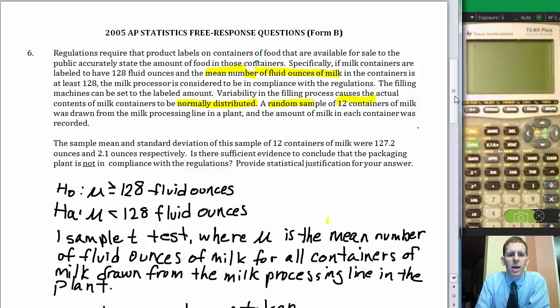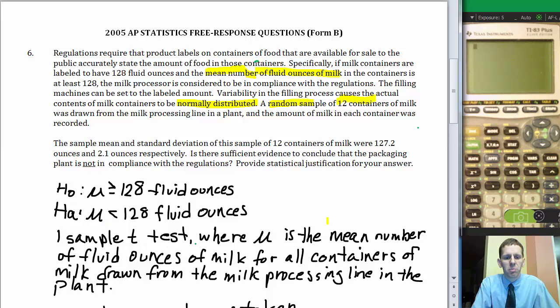So for this first problem, we're going to use a null hypothesis of mu is greater than or equal to 128. And we're going to use an alternative hypothesis of mu is less than 128. The question says, is there evidence to conclude the packaging is not in compliance? Not in compliance means that the number of fluid ounces is not at least 128. So if it's at least 128, we're in compliance, everything's fine. If it's not at least 128, we're going to use the less than inequality.